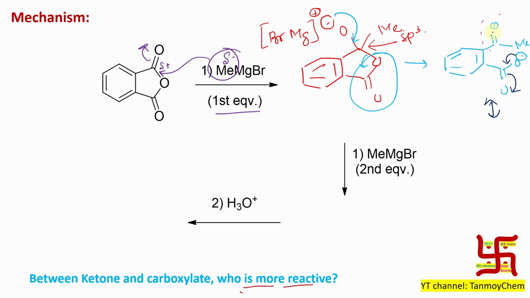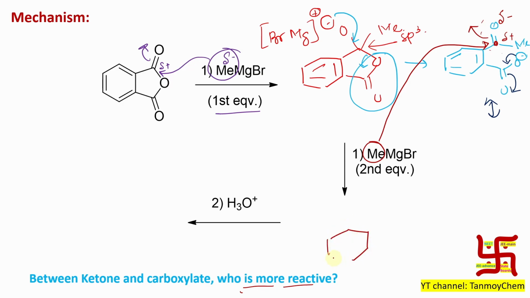Actually, this carbonyl group is more reactive. Obviously, like the previous logic, this carbon is attached to an electronegative oxygen, so this is delta negative, delta positive, so this is again electrophilic. That's why the second equivalent of methyl magnesium bromide will attack here, following the Burgi-Dunitz trajectory principle.